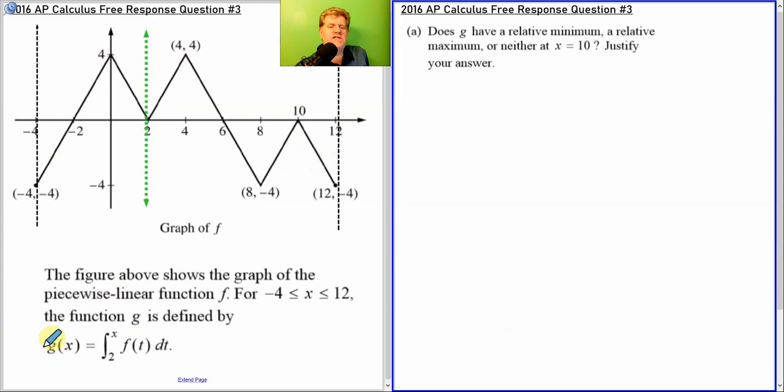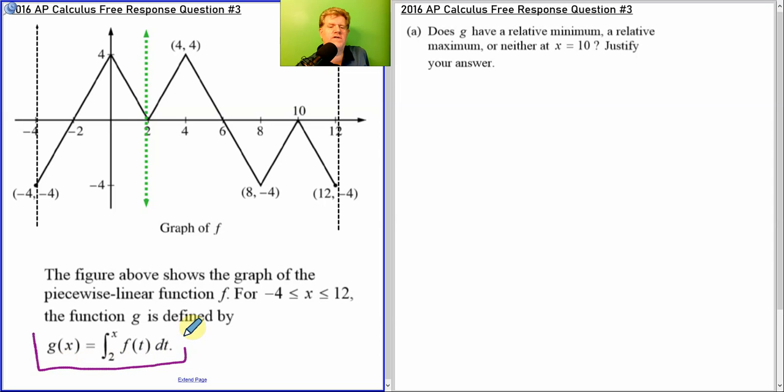And g is defined as the integral from 2 to x. Now this 2 is going to be very important to us later, and I'm going to show you why when we get there. But I want to tell you why I put this dotted green line here. That dotted green line is kind of our starting value. Almost think of it as when we do an antiderivative, that plus c. That plus c kind of gives us a value where we should start. So it's similar to that. I also put the dotted lines at the end because this is going to become handy a little bit later on. Okay. Let's start answering the questions.